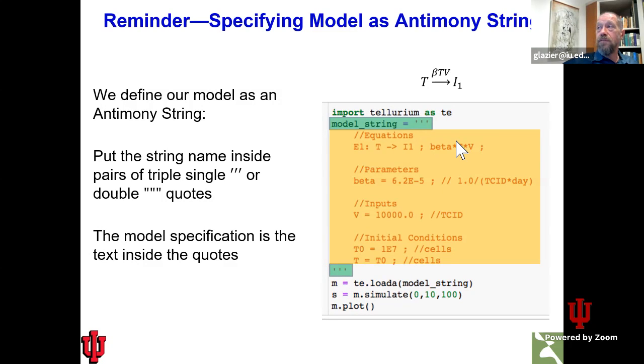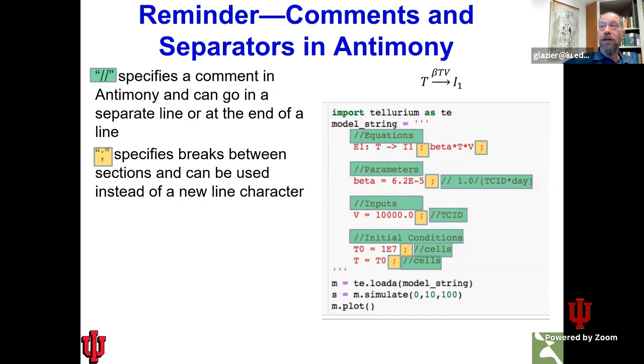An Antimony model is put inside of a string. If strings have carriage returns in Python, they have to be in triple single or double quotes. So it looks like that, opening quotes, closing quotes. If I'm typing that in PowerPoint, PowerPoint doesn't like triple quotes. And so you have to do things to be able to type it, which is an annoyance when you're writing slides. The comment character in Antimony is the double slash. And I encourage you to put lots of comments into your text. Semicolons specify breaks between sections and can work like carriage returns. And so at the end of a line, you can either have a semicolon or a carriage return or both. So I could write everything in one line with lots of semicolons.